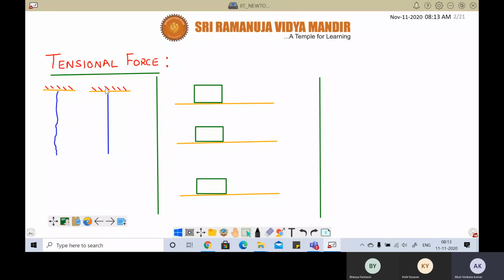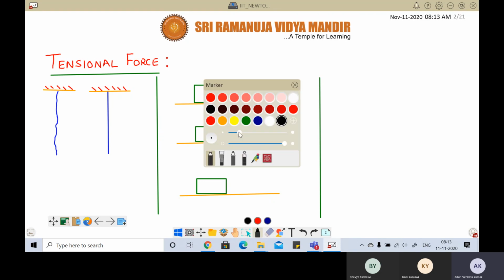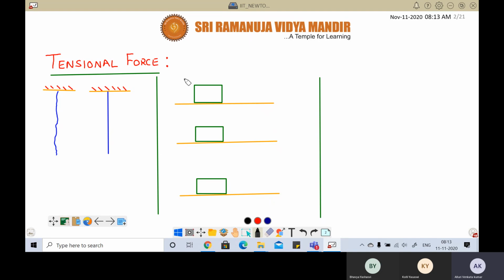Very important, the tensional force. The tensional force will come into picture whenever there is a rope or a string, or we can also say a thread. Whenever we come across these things, this force will come into picture. For example, let us say there is a rope tied to a ceiling, loose. And this is also a rope, second case, which is tight.